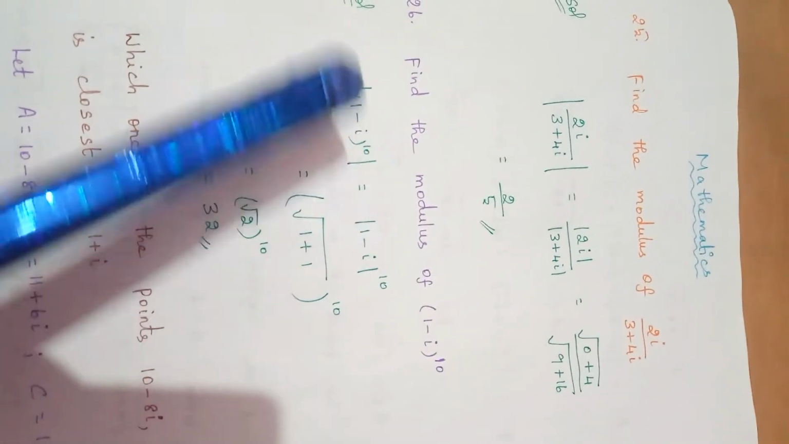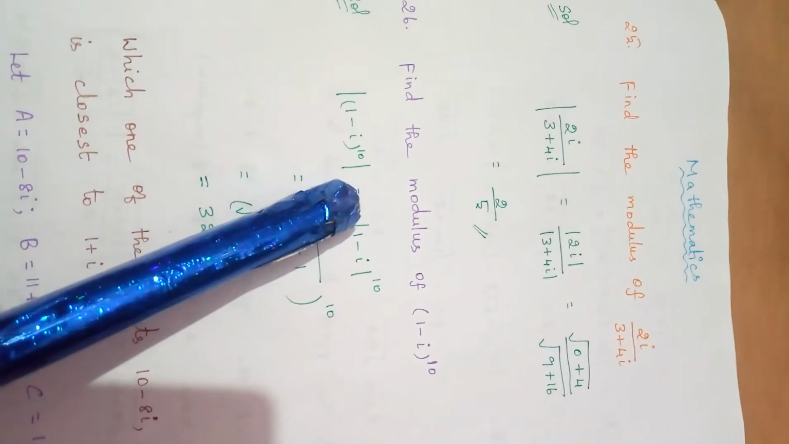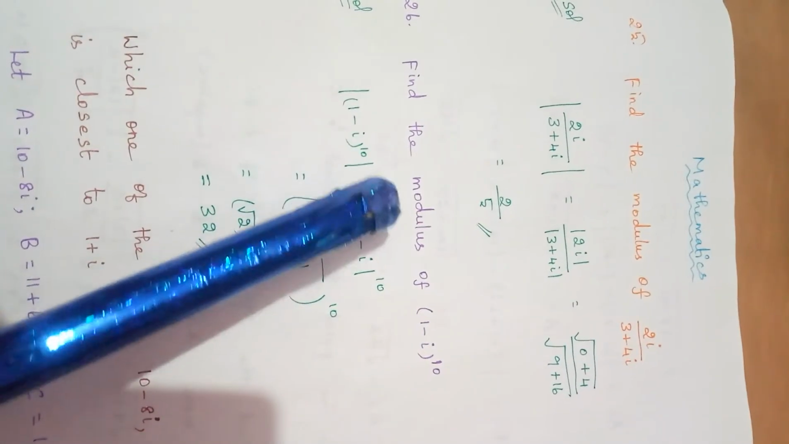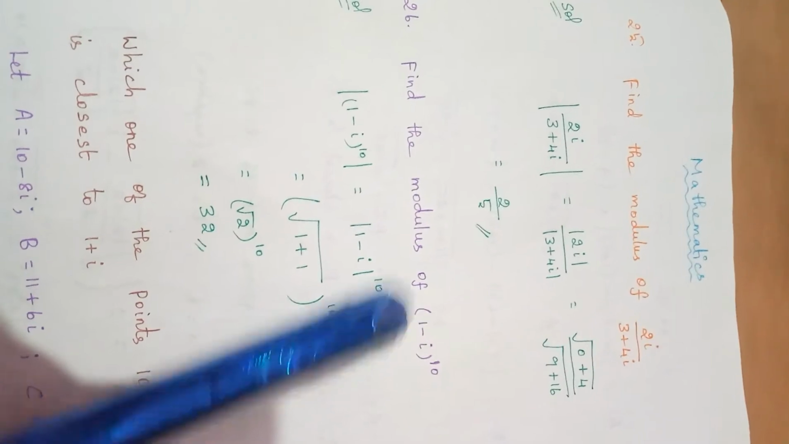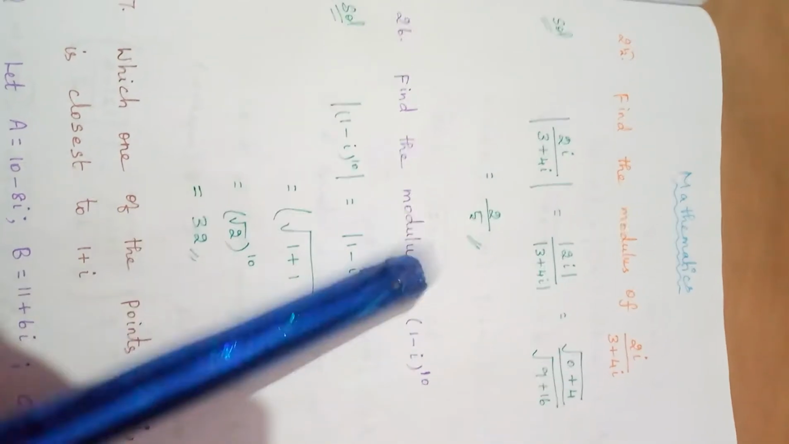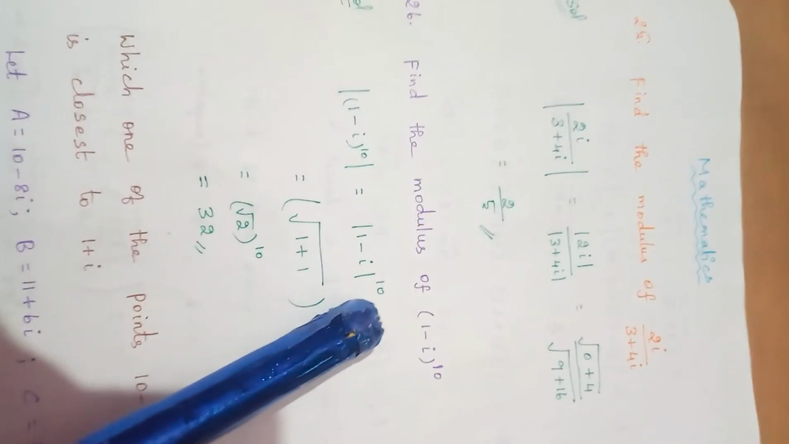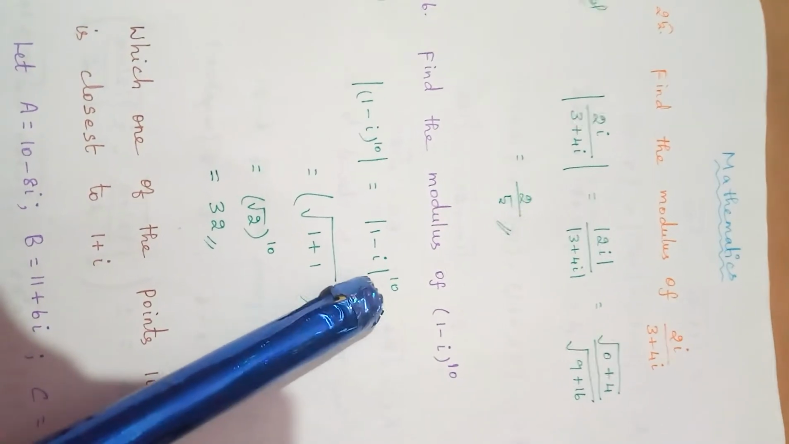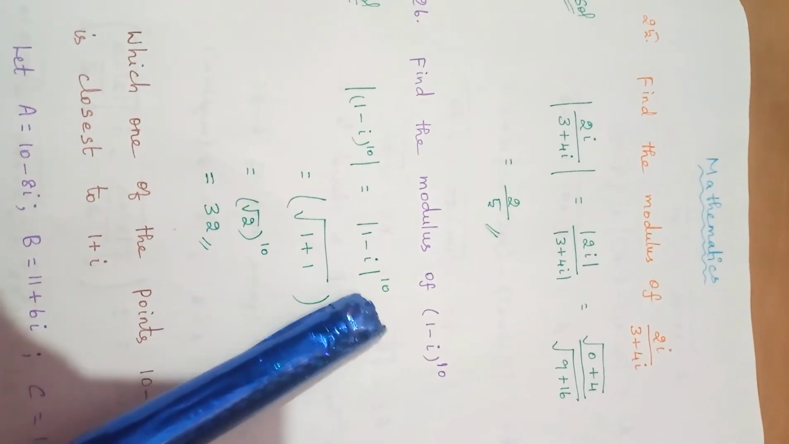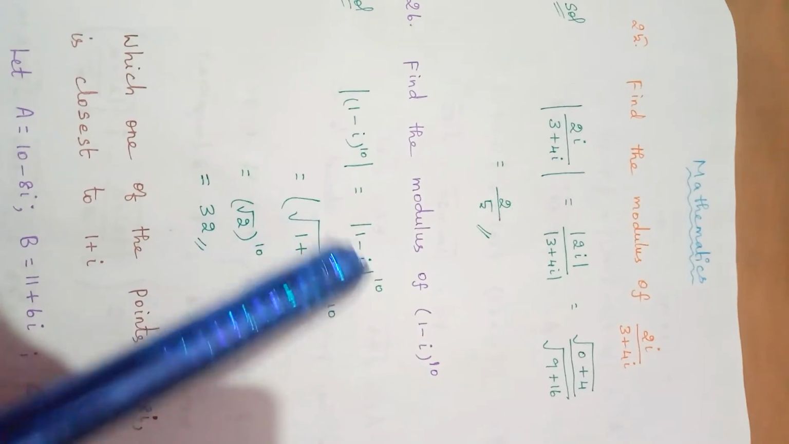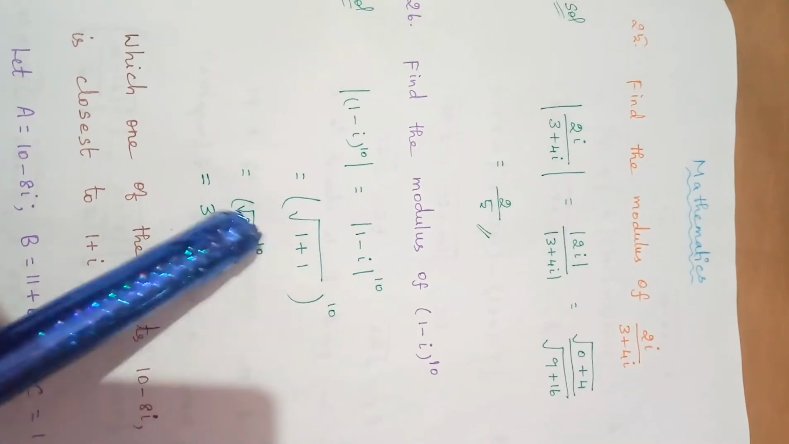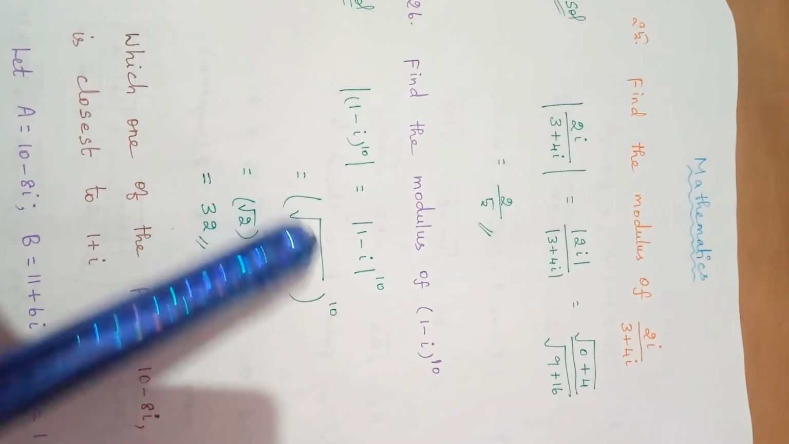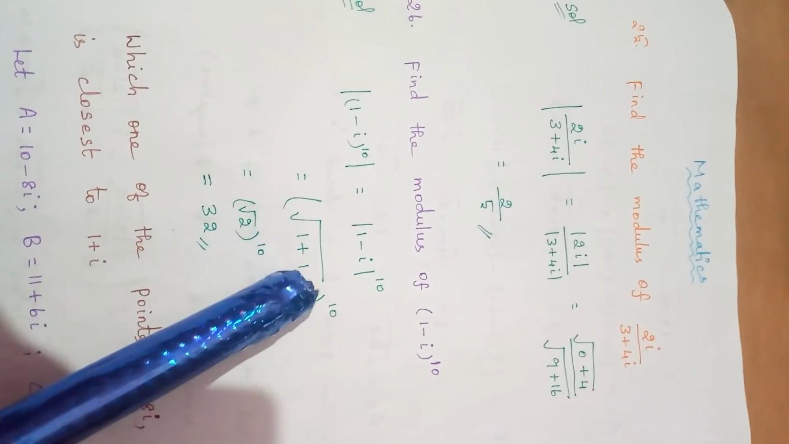So first step, we are writing that inside the modulus. Again, by the property, the power can be brought outside. So the modulus comes inside, the power goes outside in this step. The formula for modulus is square of real part plus square of imaginary part. What is the real part? 1. What is the imaginary part? Minus 1. So real part squared, imaginary part squared, a square plus b square.